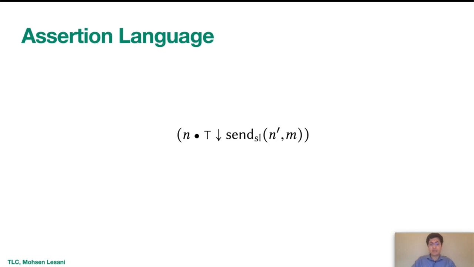The bullet is just a separator. And this second syntactic sugar describes an event at node N at the child location 1, where the indication event deliver N prime and M is executed.